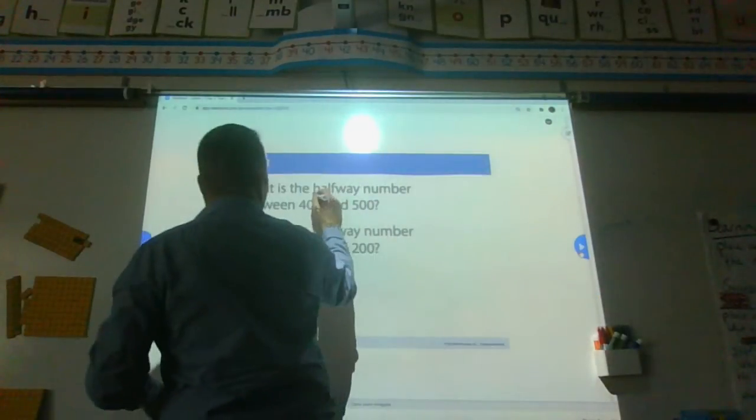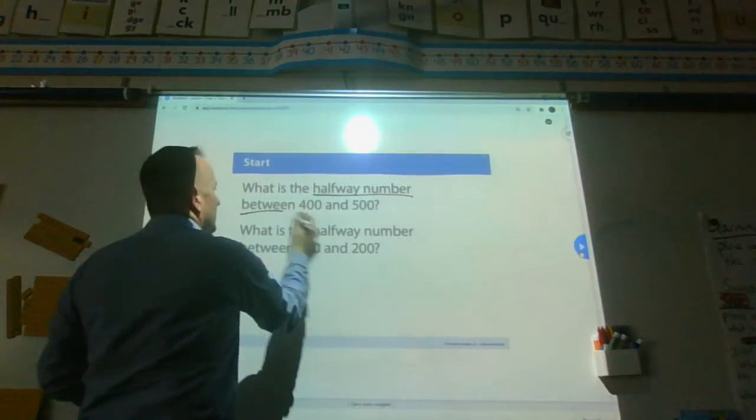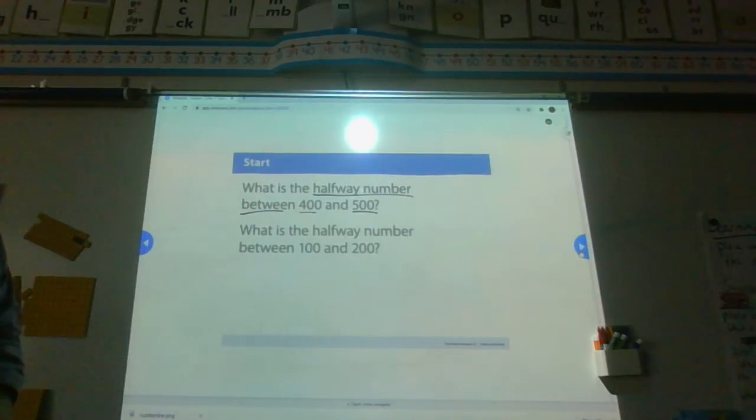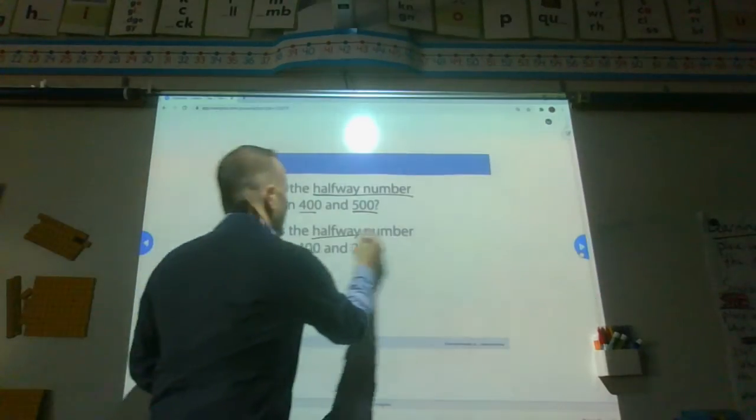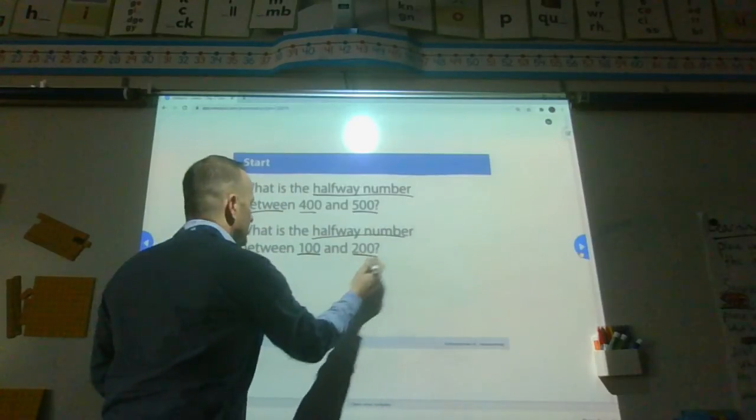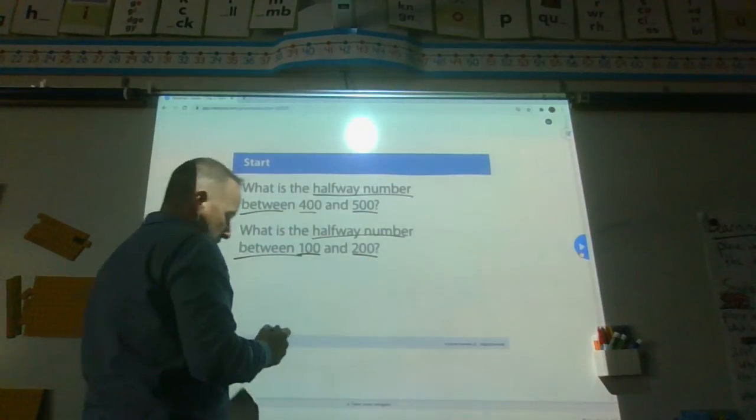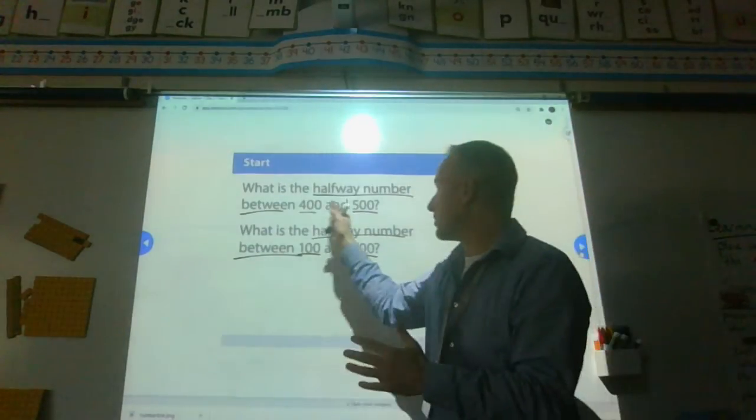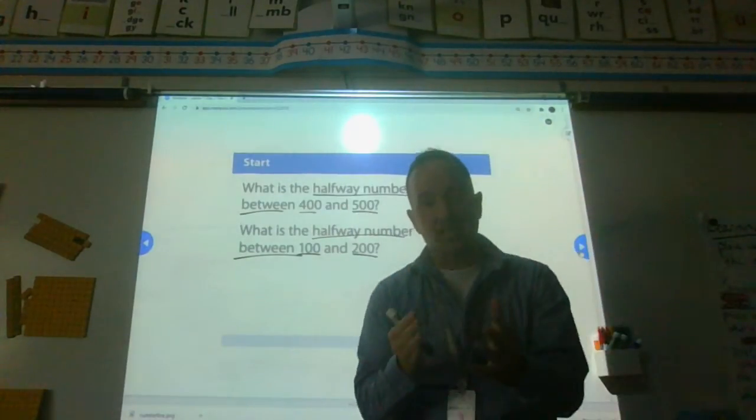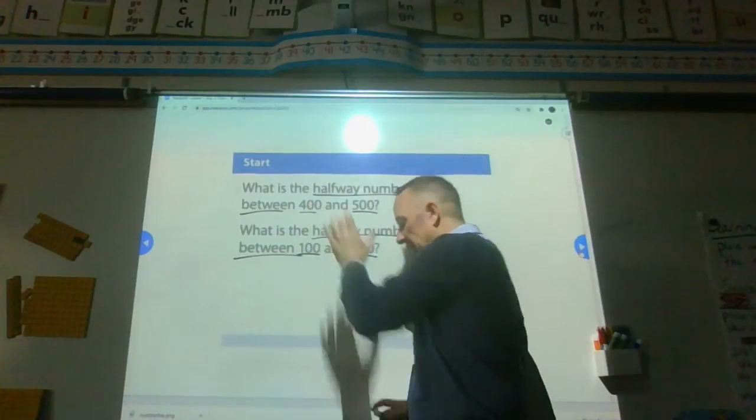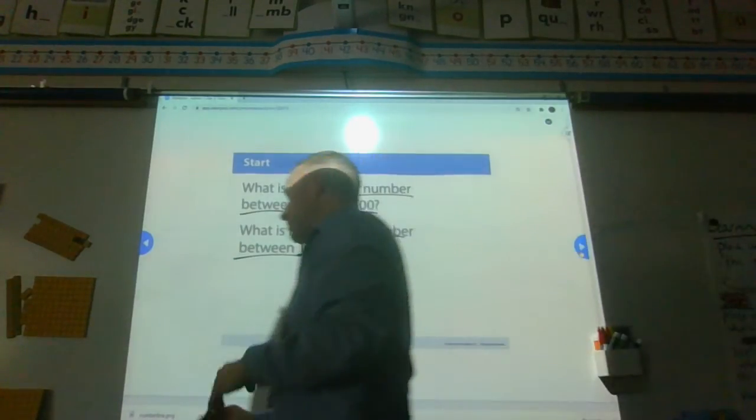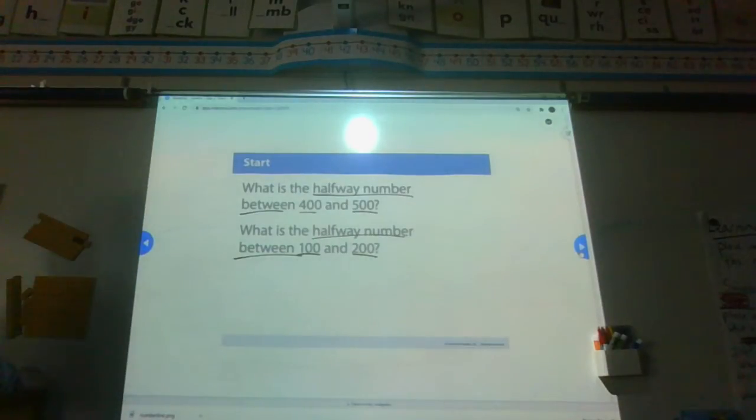I think halfway number between 400 and 500. I think that's important, right? And we want to know the halfway number between 100 and 200. So we're going to look between those two numbers. If you have a number that's like 510, that's not possible because we're looking between 400 and 500. So I'm going to use base 10 blocks first, and then we'll do a number line.